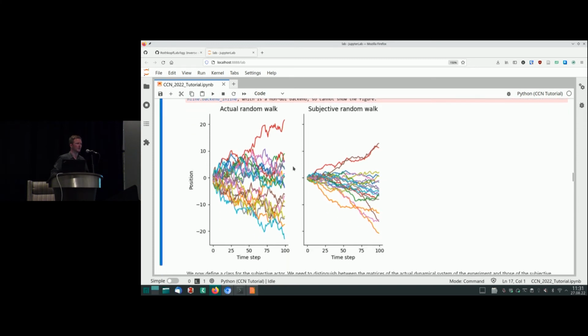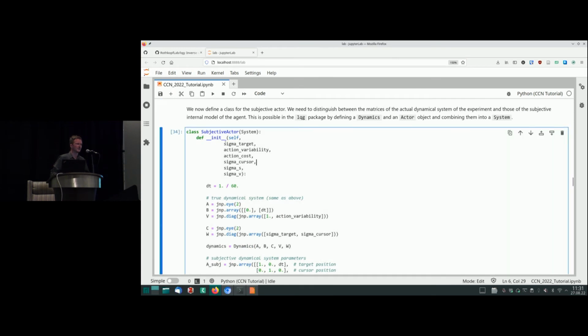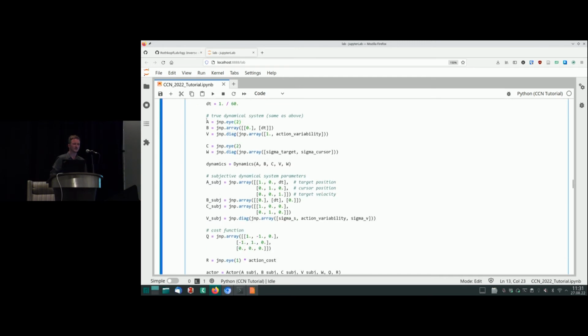So how does this play out if we put this into our model of the agent? I've again defined a class for this subjective actor. And now in addition to the 4 parameters that we had previously, we have these subjective versions of the standard deviation of the random walk and of this velocity random walk standard deviation. And now we again define some dynamical systems. So here we have the true dynamical system, which is just the same as above, our simple model of the tracking task. But for the subjective dynamical system, we come up with some different matrices.